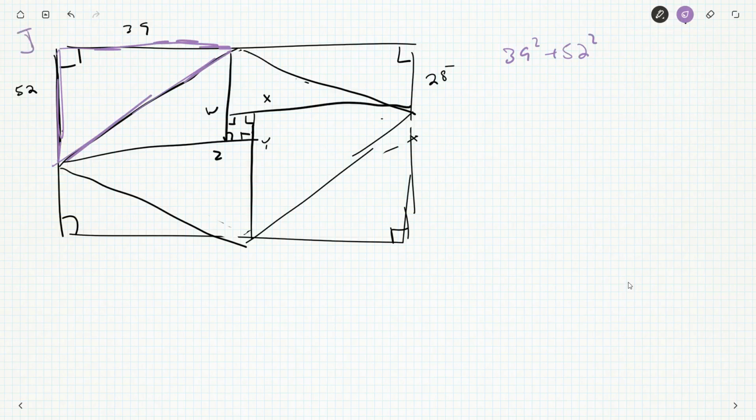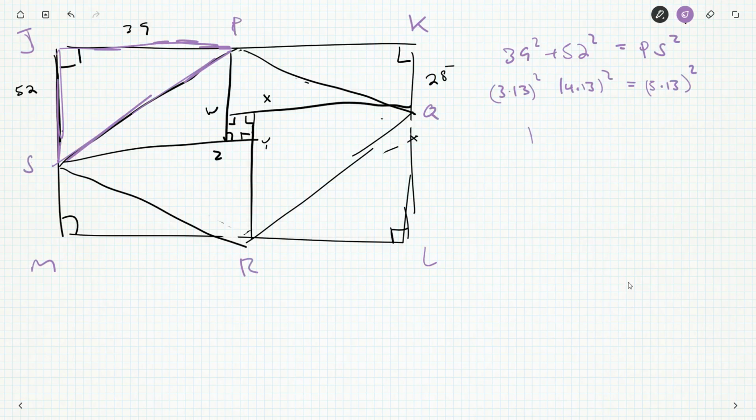So it's J, K, L, M, P. No, that was S. That was S. So P, Q, R, S, and then W, X, Y, Z. So this should be PS squared, the hypotenuse. Now you can grab your calculator and compute them, or I would notice that this is 3 times 13, 4 times 13. So this is really just a 3, 4, 5 triangle, and we're going to have 5 times 13 be PS. PS is just going to be 5 times 13, or 65.